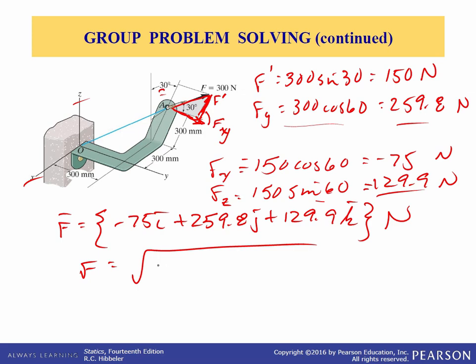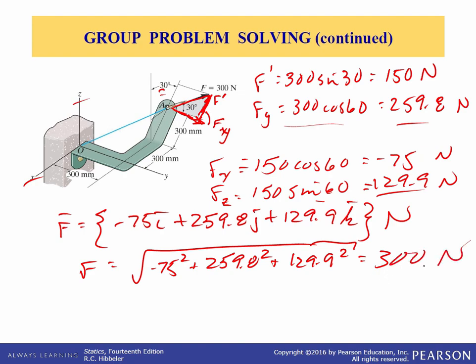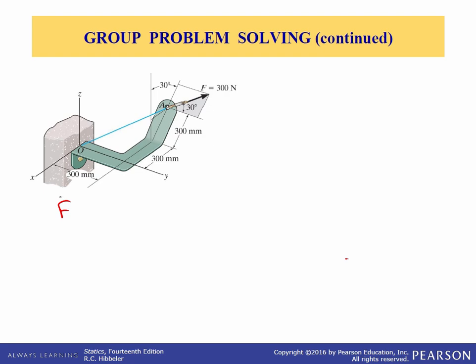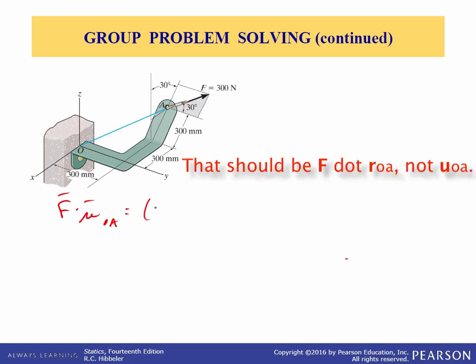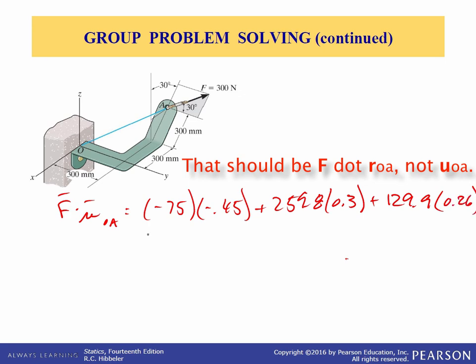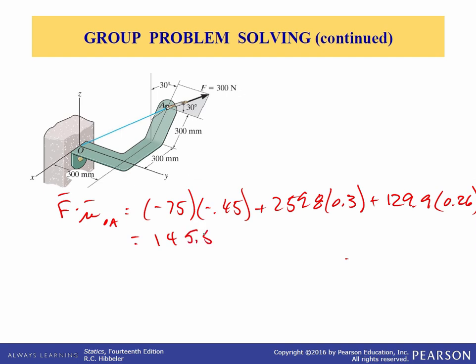Now the magnitude of F is the square root of minus 75 squared plus 259.8 squared plus 129.9 squared. And that's 300 newtons. That's kind of a cross check. You want to make sure that you got 300 newtons, and indeed we did. So the next step is we want to find the angle. So we're going to need to do the dot product between this vector F and the u_OA vector that I solved for earlier. So if you go back and do the dot product of F with u_OA, we get minus 75 times minus 0.45 plus 259.8 times 0.3 plus 129.9 times 0.26, and that comes out to be 145.5 newton meters.